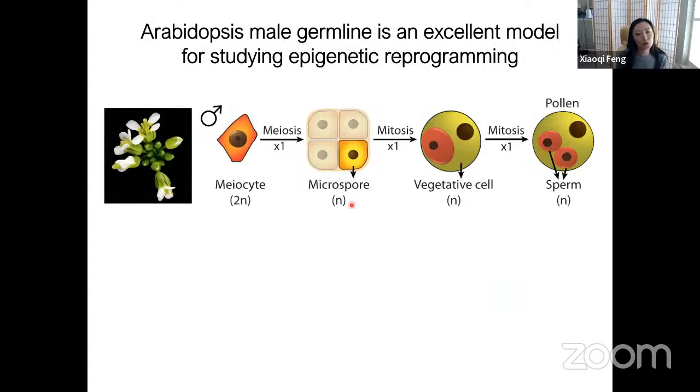The model my lab developed to study germ cell epigenetics is the male germline of Arabidopsis. This cartoon shows that the male germline initiates as diploid meiocytes, which undergo meiosis to generate haploid spores called microspores. Each spore divides once mitotically to give rise to a small generative cell and a large companion called the vegetative cell. Then this small red cell enters another round of mitosis to give rise to the two sperm cells in the pollen. This entire developmental process is characterized by extensive chromatin reconfiguration and reprogramming.